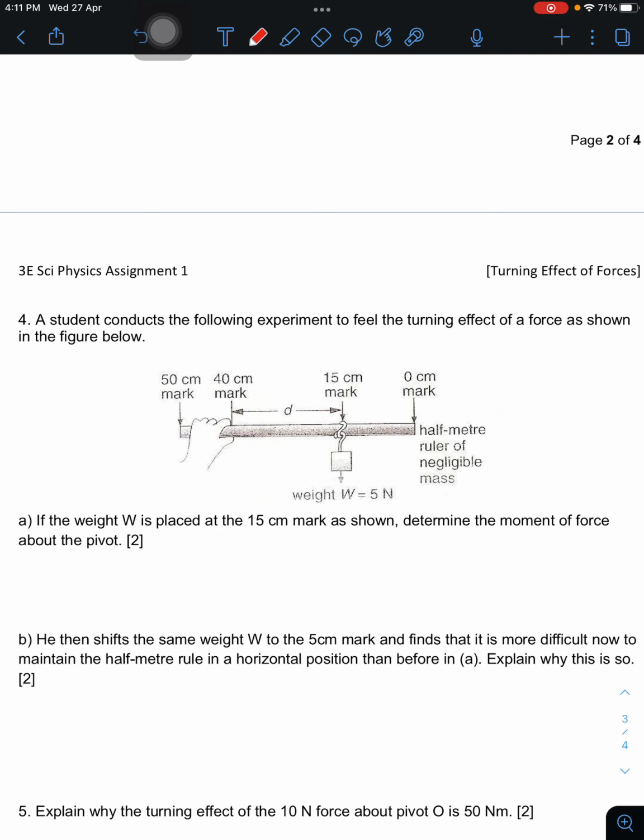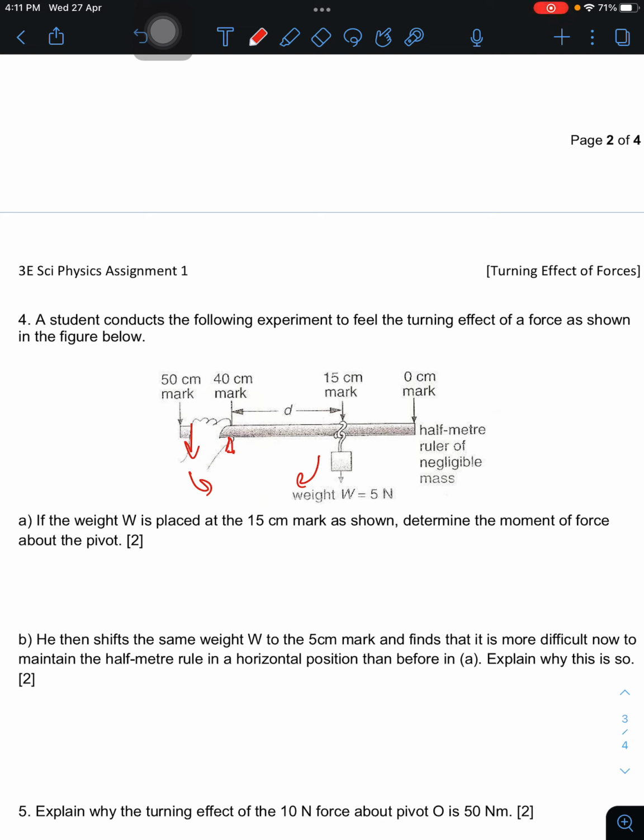Question 4. A student conducts the following experiment to feel the turning effect of a force as shown in the figure below. So he's holding on here. So this is like a pivot, right? Because if anything is going to happen to this entire setup, this thing will actually move in this direction. Now, how is this ruler being held horizontally? It's because at this side of the hand, you actually press it down like that. Then you create an anti-clockwise moment. And when these two moments are equal, the ruler will actually be held horizontal, right?